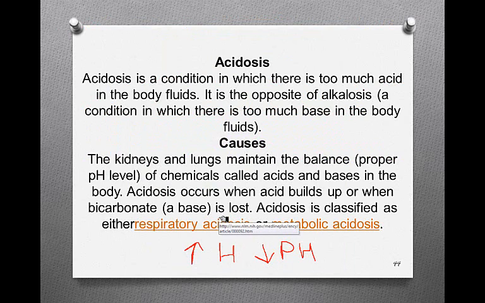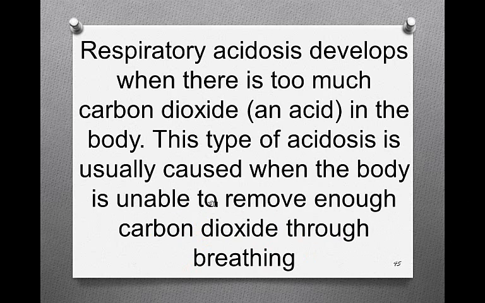The kidneys and the lungs maintain the balance of chemicals called acids and bases in the body. Acidosis occurs when acid builds up or when bicarbonate is lost. Acidosis is classified as either respiratory acidosis or metabolic acidosis. Respiratory acidosis develops when there is too much carbon dioxide in the blood. This type of acidosis is usually caused when the body is unable to remove enough carbon dioxide through breathing.